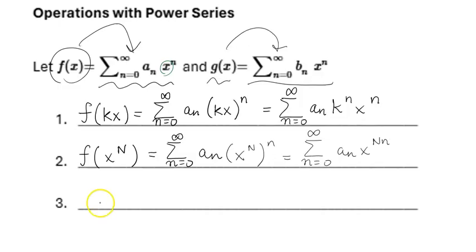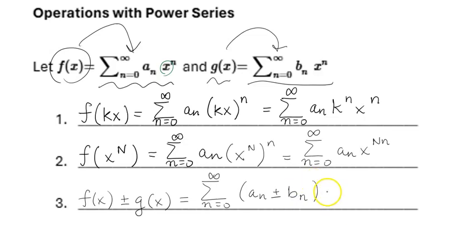And then finally, we are allowed to add or subtract those two power series. We would do that by adding or subtracting respectively, depending on what operations we used between the functions, the coefficients that show up in that power series.